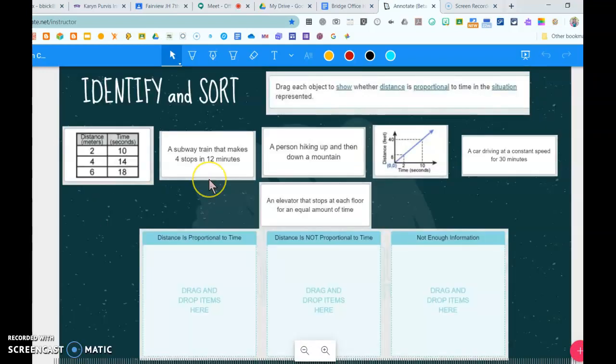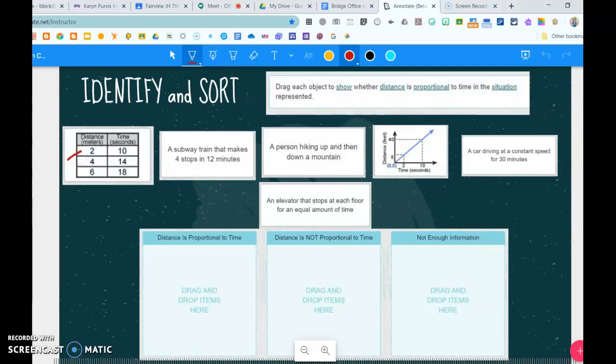All right. So we're going to sort these and determine which ones are proportional and which ones are not. And I can't drag them, so I'm just going to draw arrows. So, distance and time. Is it going at a constant rate of change?